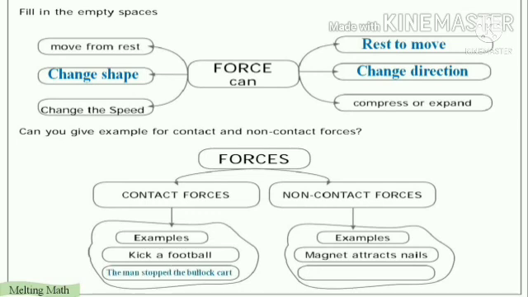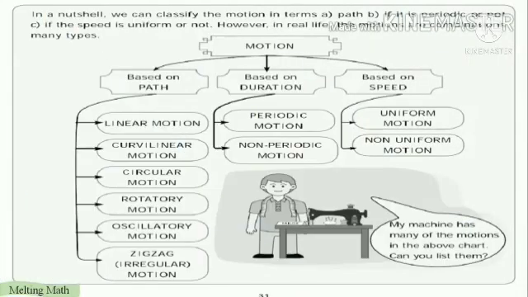It is a non-contact force. The other one, coconut falls on the ground. So the answer is first one, change shape, rest to move, change direction. The man stopped the bullock cart. Coconut falls on the ground. So next we move to motion and its types.